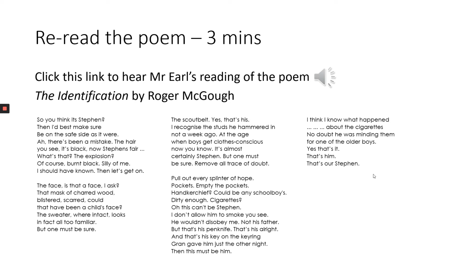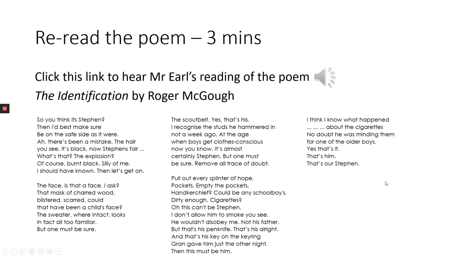But that's his penknife. That's his all right. And that's his key on the key ring Gran gave him just the other night. Then this must be him. I think I know what happened. About the cigarettes. No doubt he was minding them for one of the older boys, yes. That's it. That's it. That's our Stephen.